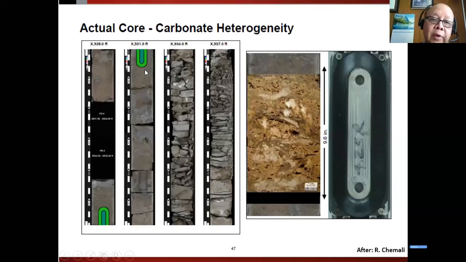Here we have an actual core for a carbonate well with carbonate heterogeneity, and it is straddling across quite a big interval. In carbonate, it's even more difficult to get a probe across a fracture, for example, or across a porous carbonate zone. So with an elongated pad or a packer, we should be able to cover a big interval compared to the normal probe.